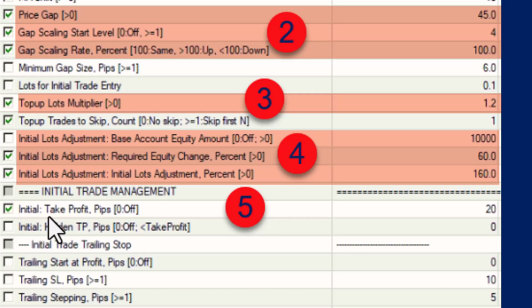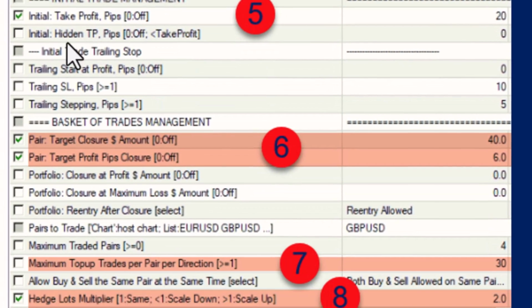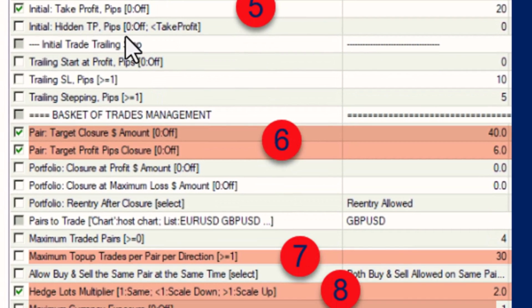Okay, then let's have a look. This is the easiest one. This is the profit on your initial transaction. So let's say you enter a euro and you're entering it for a buy. When that transaction goes up by 20 pips, it will cash in, and that is basically your initial trade profit. But if it goes negative and it starts opening top-up trades, then it creates a basket of trades, and that's why we call it basket of trade management.